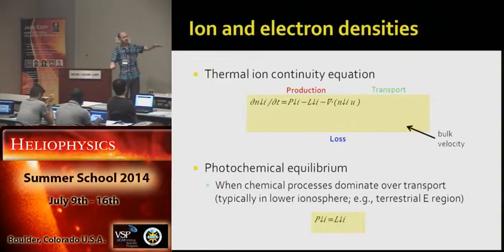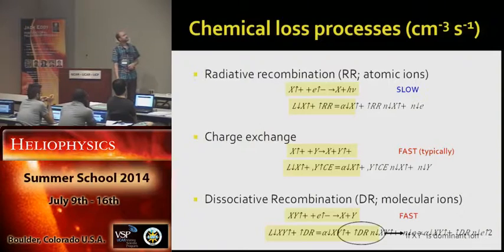In the lower ionosphere, when chemical loss processes occur much more rapidly than transport processes, you can ignore the transport term, and you can solve for what's called photochemical equilibrium, where you simply set production equal to loss. So we'll see a few examples of photochemical equilibrium and when you can apply that. First, let's look at some of the chemical loss processes that you can expect to see.